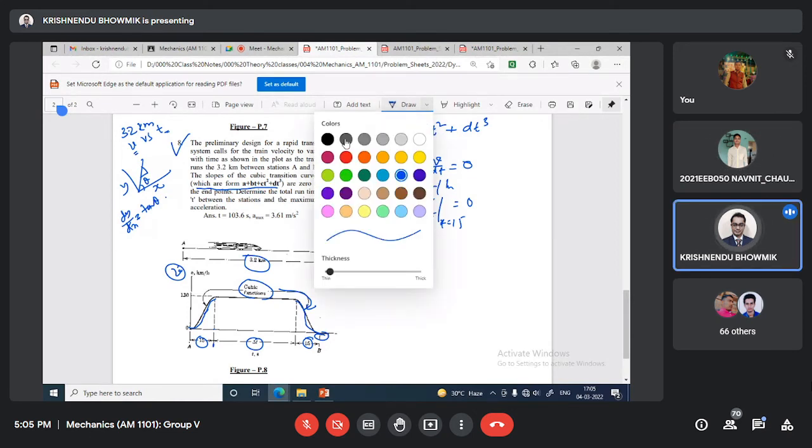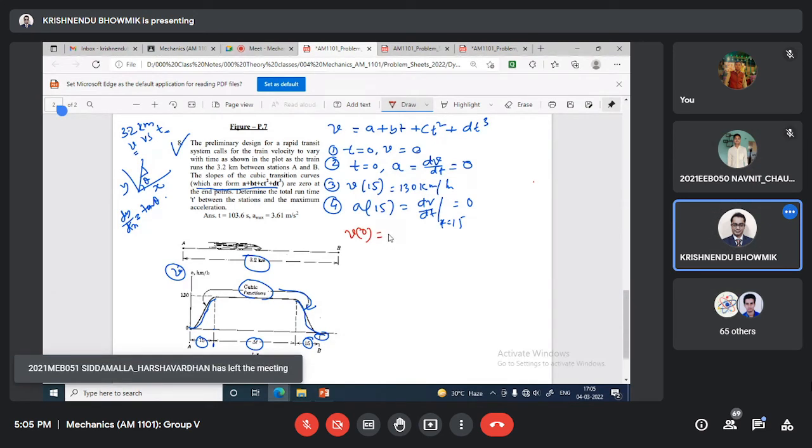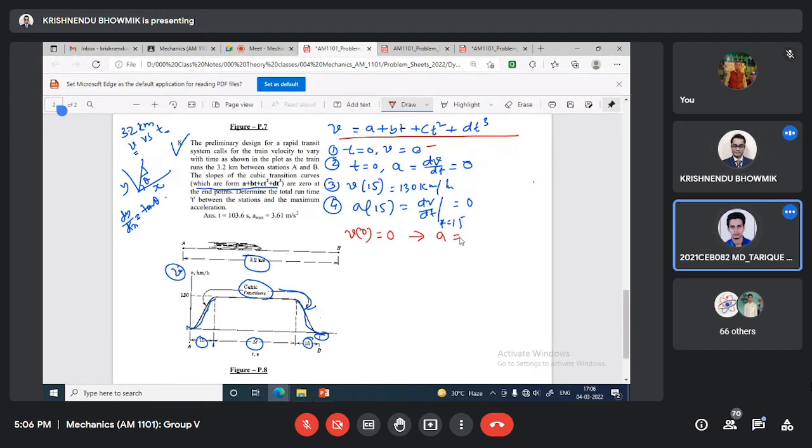First of all, I will try with velocity at 0. Time 0, velocity? 0. That will give this expression a equals 0. Yes.